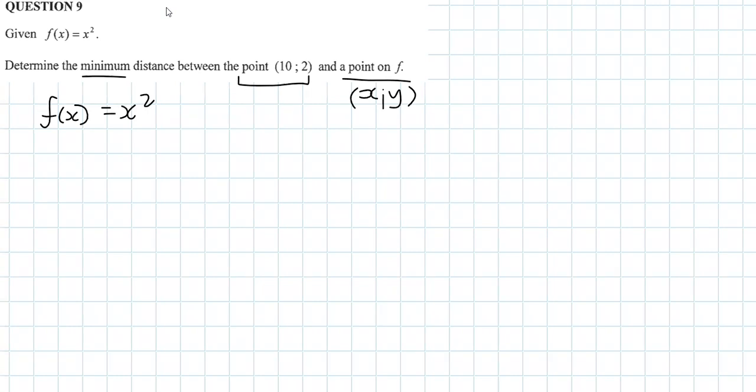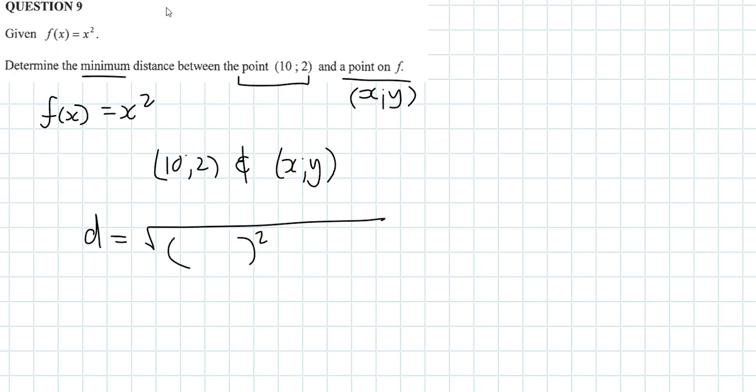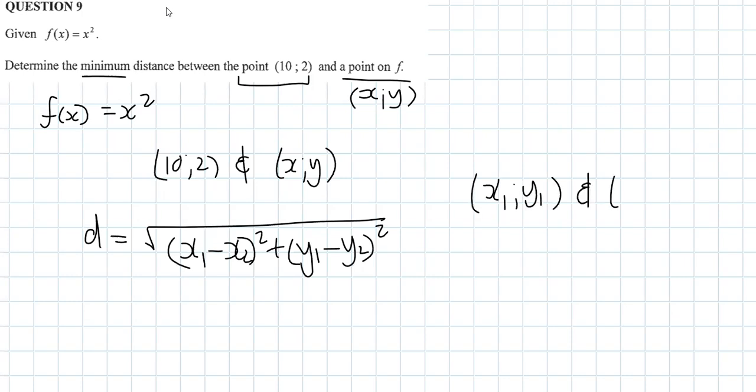So, distance between 2 points. I'm going to start there. Any distance between 2 points, you can use the distance formula. The formula is the distance between the x's, so x1 minus x2, and then the distance between the y's. This is from any point x1, y1, and a point x2, y2.